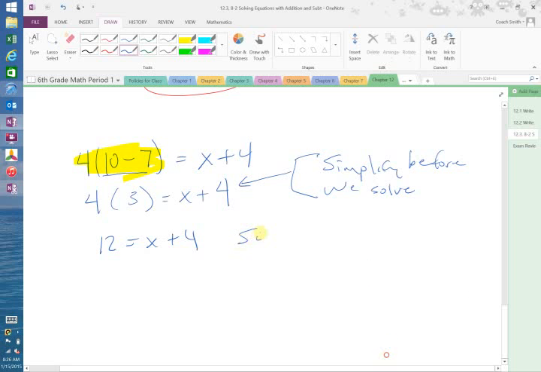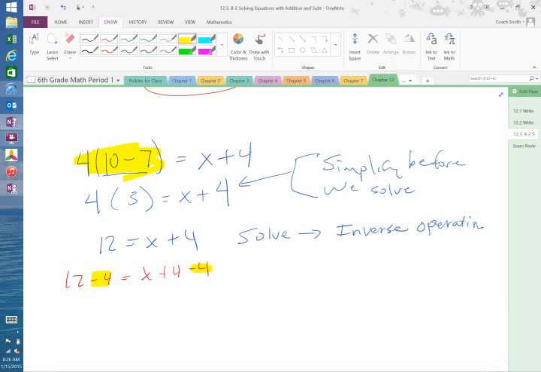Now we have to solve by doing the inverse operation, reminding us of what we talked about on Monday. The inverse operation of addition is what? Subtraction. So I'm going to take 12 minus 4 is equal to x plus 4 minus 4. Here's what we added to the equation to solve it, the minus 4. We are subtracting 4 because that's the inverse of adding 4, which was in the original problem.